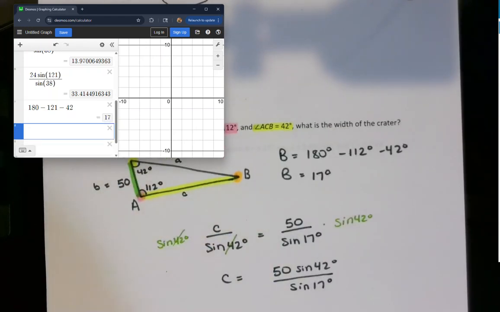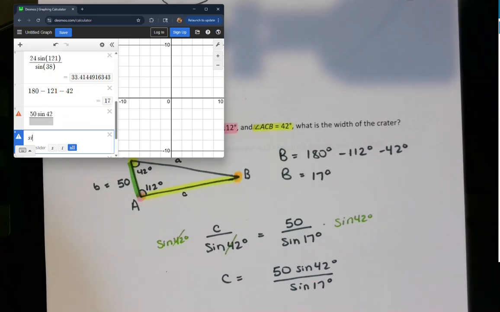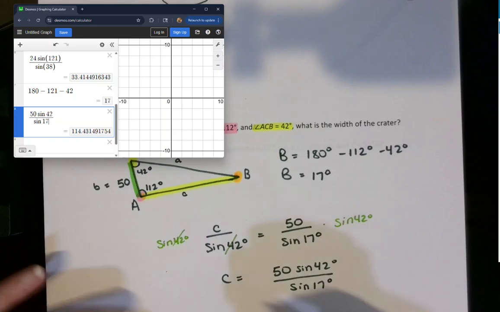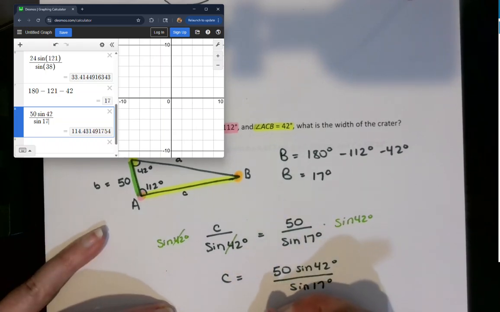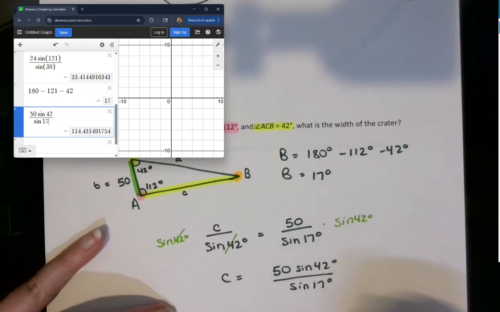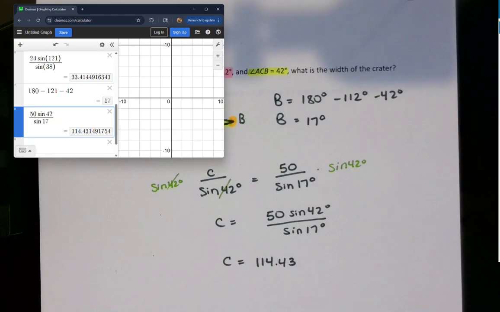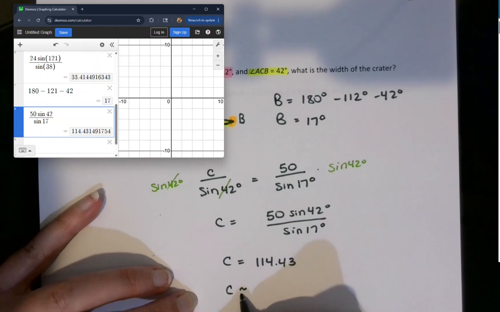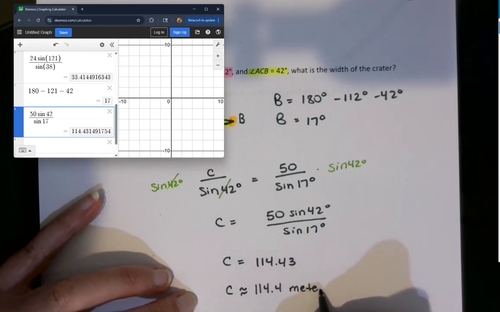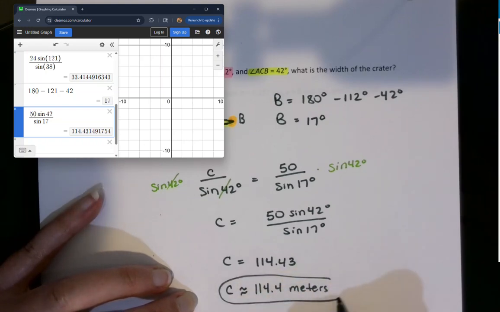My calculator should still be in degrees. So we'll take 50 sine of 42 over sine of, so it's supposed to be in the denominator, over, there we go, the sine of 17 gives us a C value of 114.43. It's likely that only one decimal place is needed here in terms of accuracy from the angle measurement. And then we'll just put some units on here. That side is approximately 114.4 meters. So that's the approximate width of the crater.